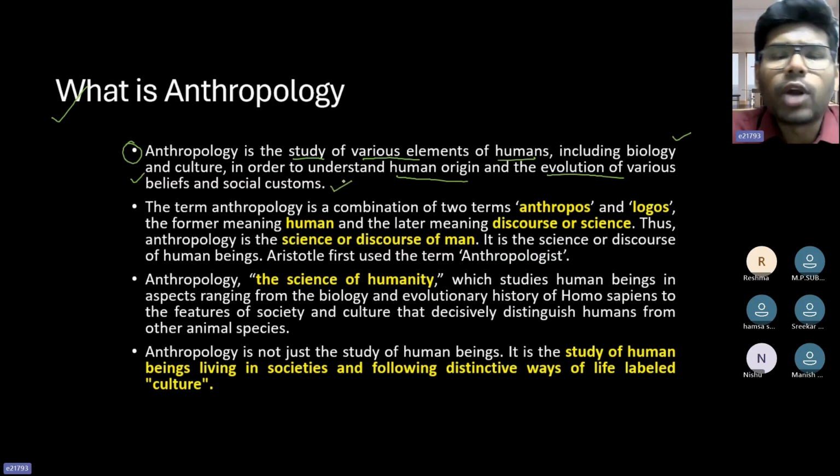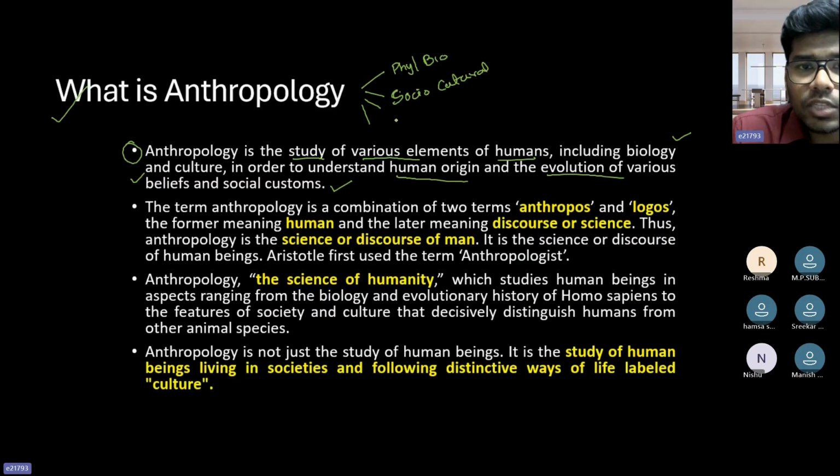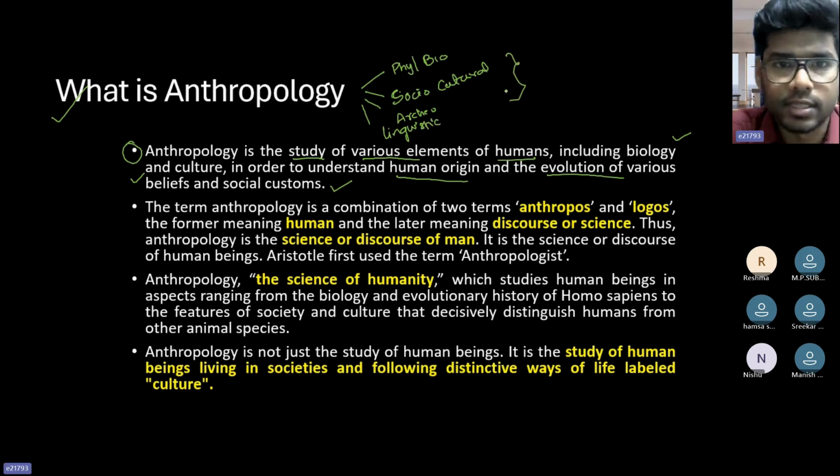When you're talking about anthropology, we discussed that there are four branches of anthropology. One is physical or biological anthropology, the next is socio-cultural, the next is archaeological, and the fourth is linguistic. These are the four branches of anthropology that we have already discussed, right?